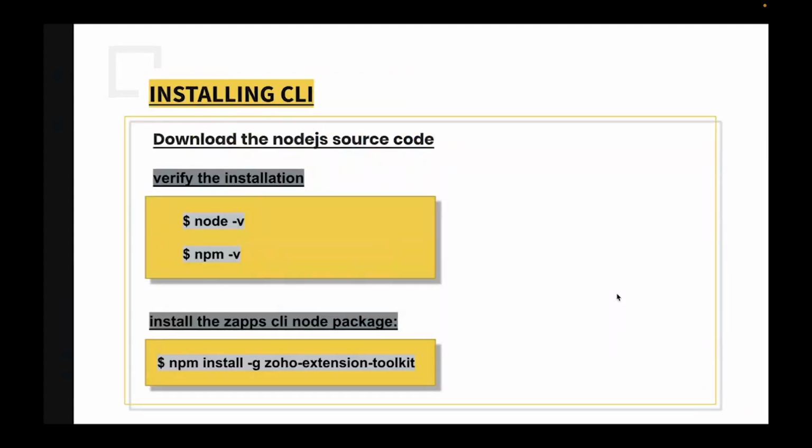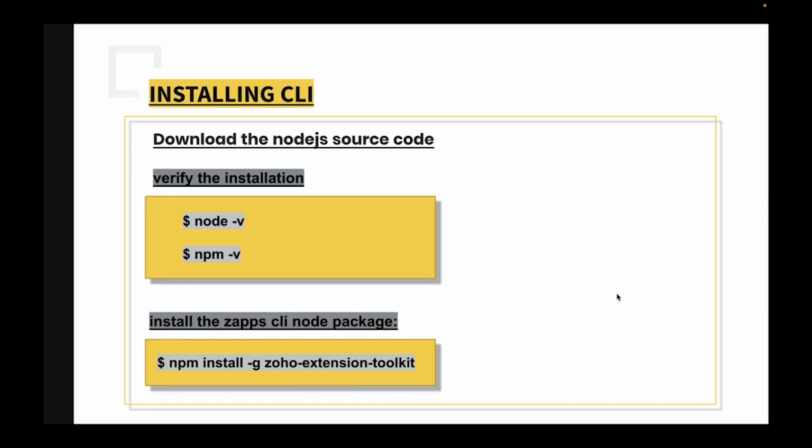As a first step, before installing the ZApp client node package, Node.js source code has to be downloaded, as this is a prerequisite for the CLI installation. After downloading, the commands node -v and npm -v can be used to verify the installation. Successful download and installation of Node.js will return the version on running those two commands.